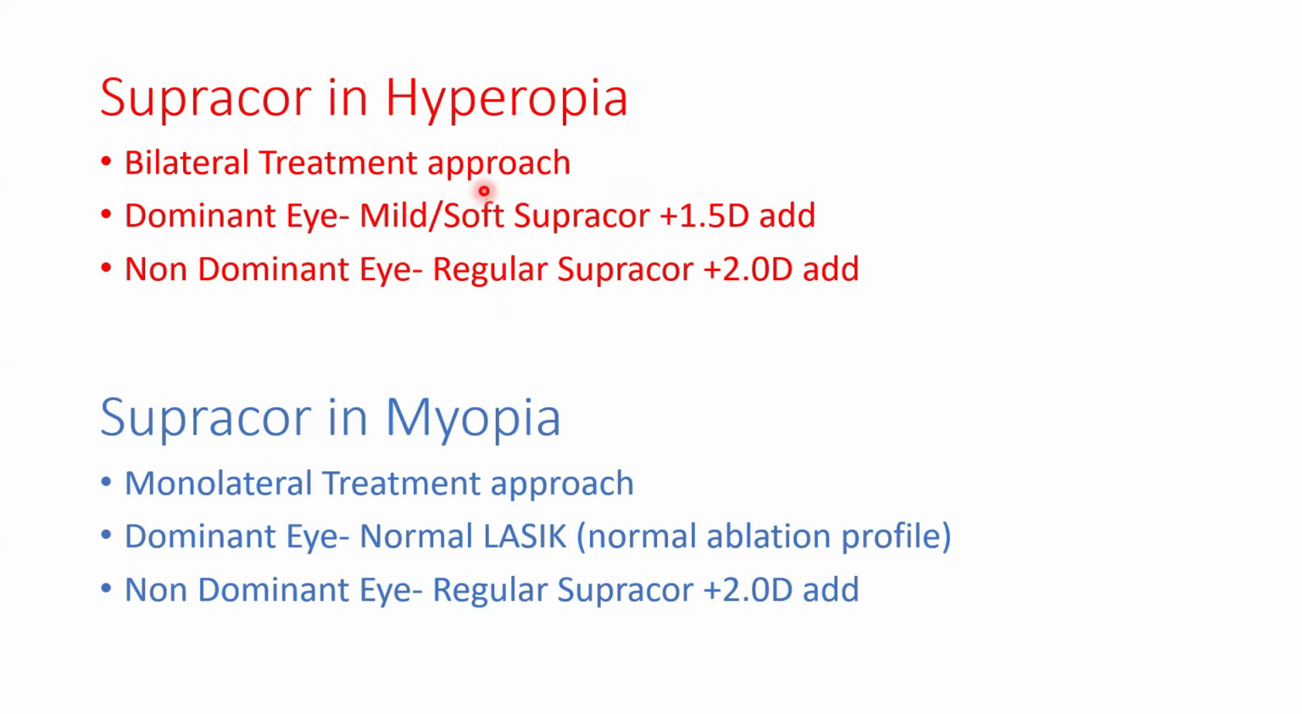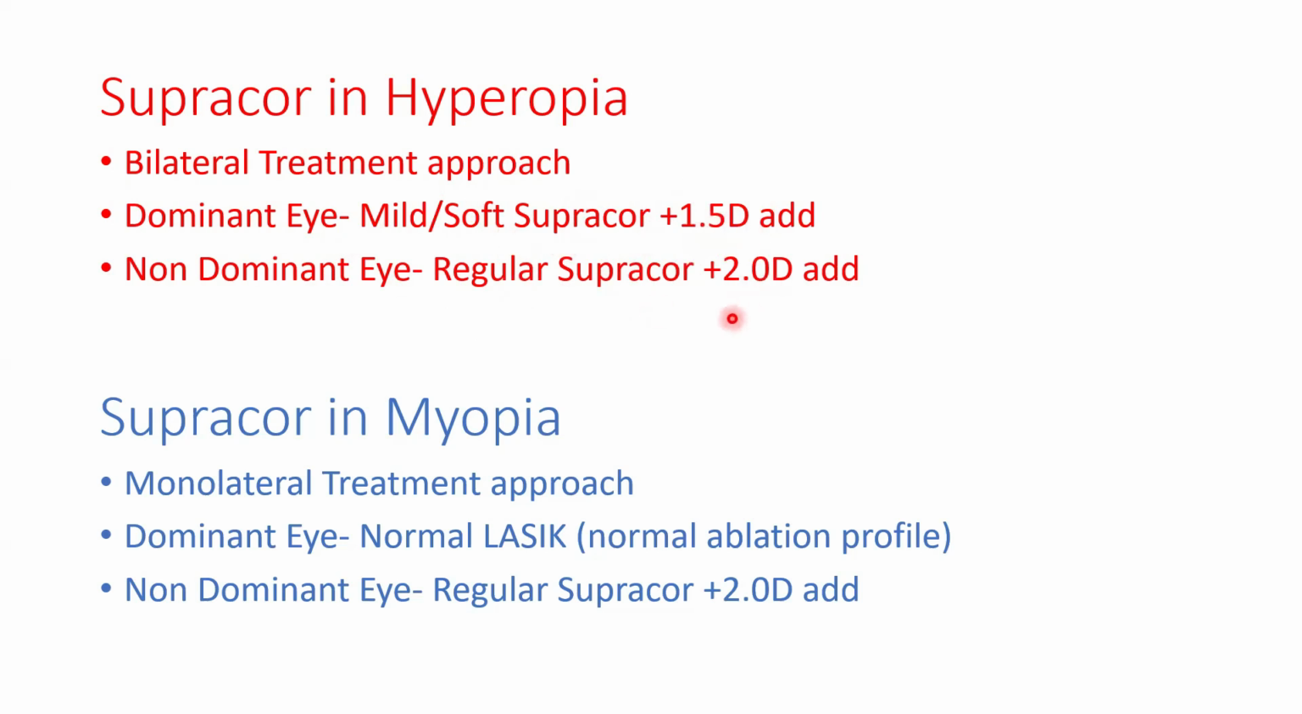So we have two new terms. Earlier it was micro monovision, hybrid and monocular PresbyMax. In supracore, the terms are soft supracore and regular supracore. Soft supracore, dominant eye is going to get plus 1.5 diopters add, and regular supracore plus 2 diopters add.